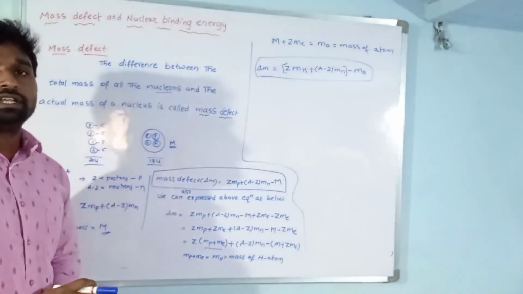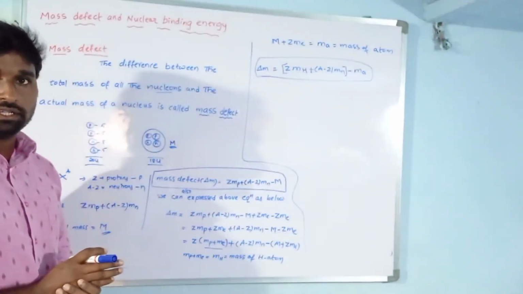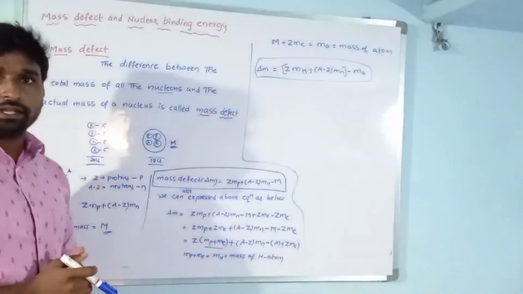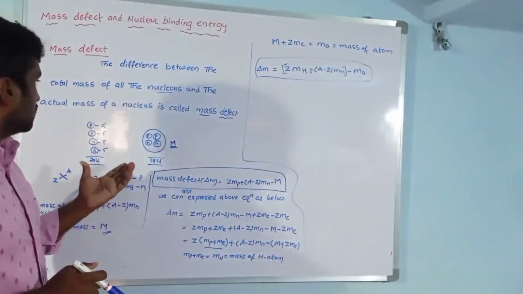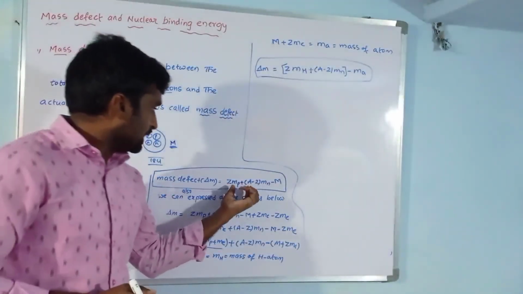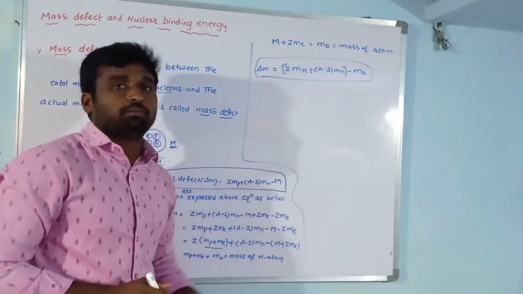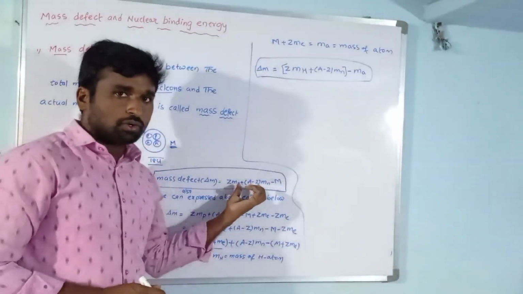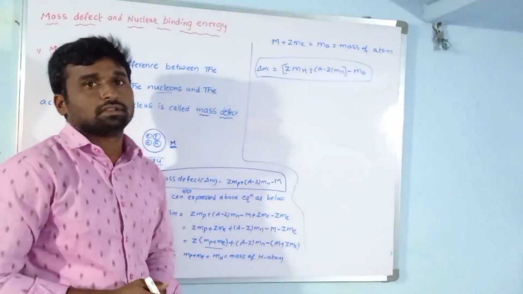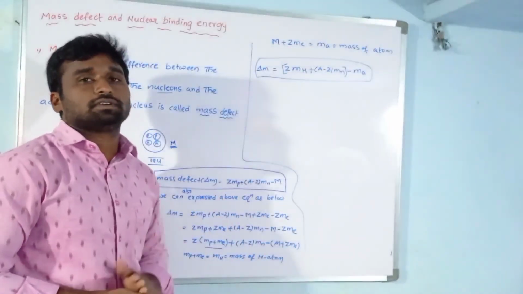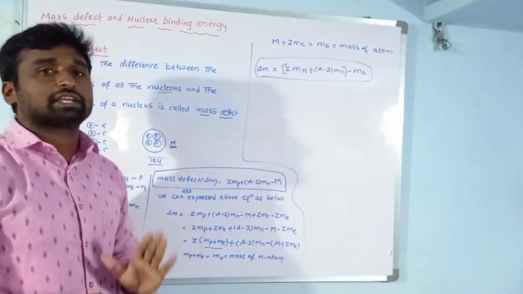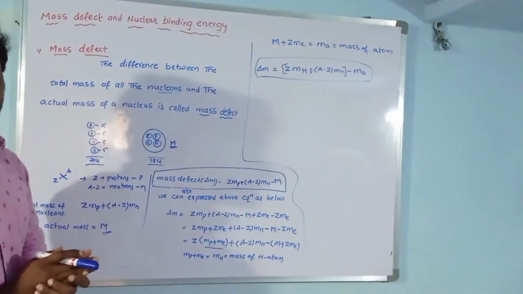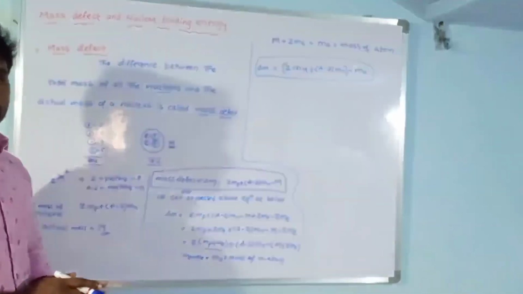Mass defect means the difference between the total mass of the nucleons and the actual mass of the nucleus, indicated by delta M. So delta M is equal to ZMP plus (A minus Z)Mn minus M. M is the actual mass of the nucleus, and ZMP plus (A minus Z)Mn is the total mass of all the nucleons. The total mass of the nucleons is always greater than the actual mass of the nucleus. When these nucleons combine to form a nucleus, some of the mass disappears.